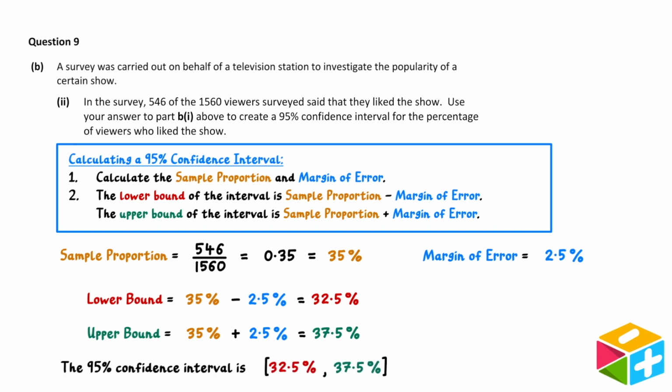It is conventional to present our interval as follows. We write the lower bound and the upper bound separated by a comma, all enclosed in square brackets. So here, the 95% confidence interval is [32.5%, 37.5%].